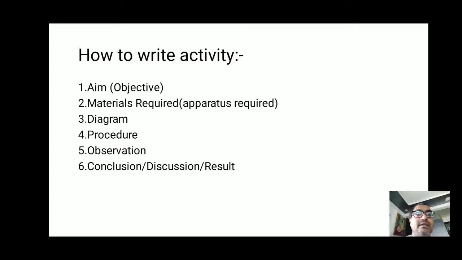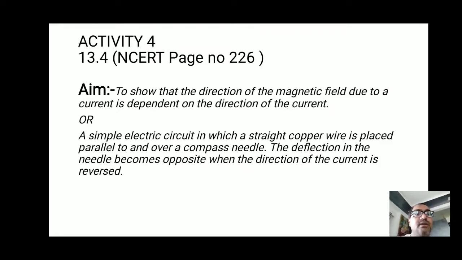You have to write in this particular format: aim, second is materials required, third you have to draw the diagram, then you write the procedure steps, then you write the observation, and finally you write the result. Or sometimes the observation and result should be written together. So let's continue with activity number 13.4 given on page number 226.